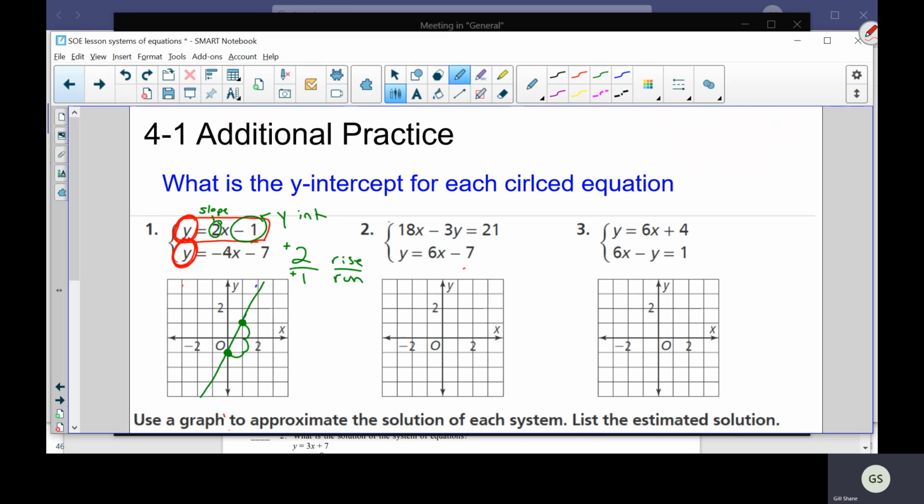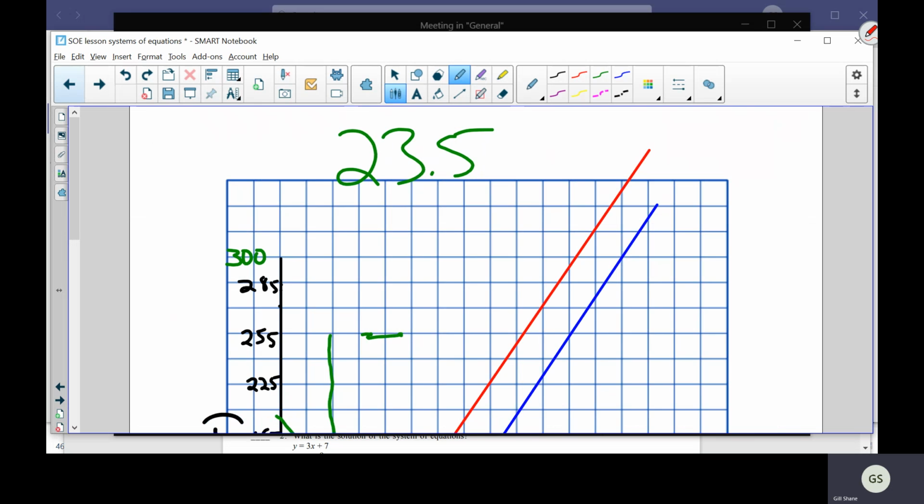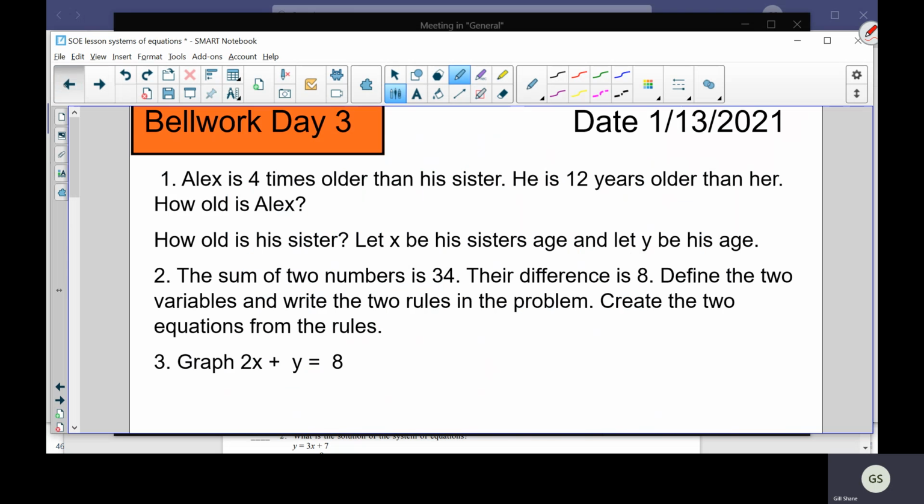All right, we already went over how to do slope and y-intercept. So slope is the 2, slope is the -4, y-intercept is the -1 and the -7. Make sure you include the negative with the number anytime, like negative with the 4, negative with the 7, negative with the 1. That's a very common mistake, and it's one that we just shouldn't really be making anymore.